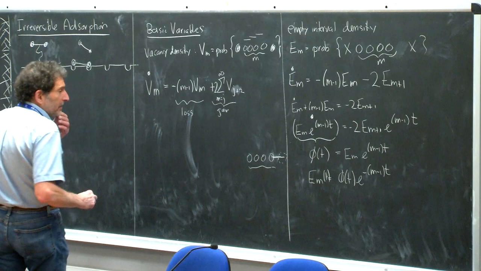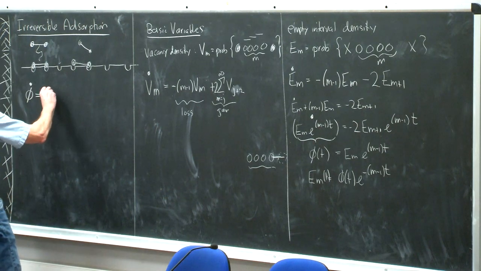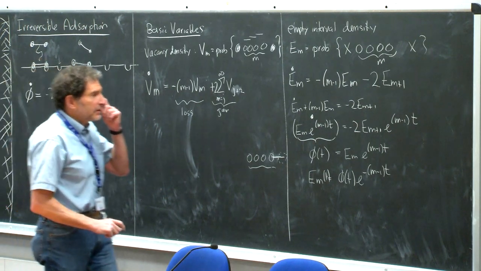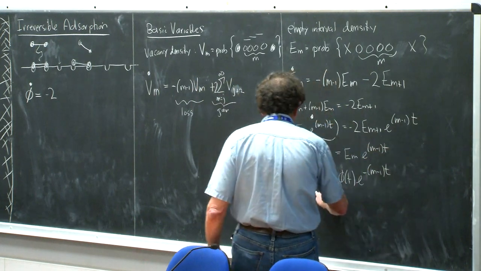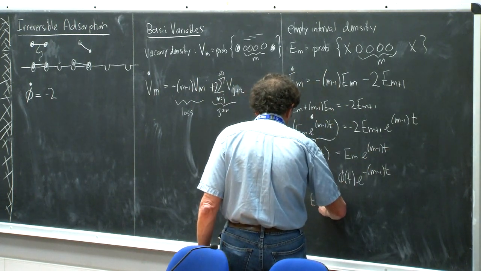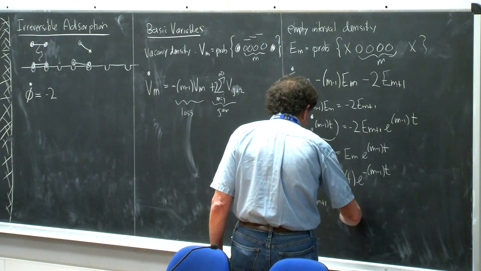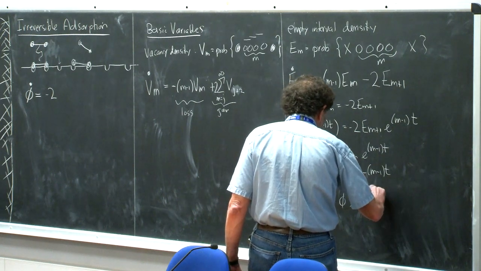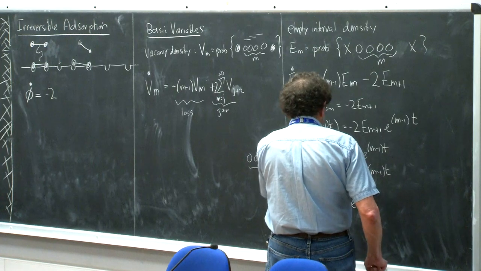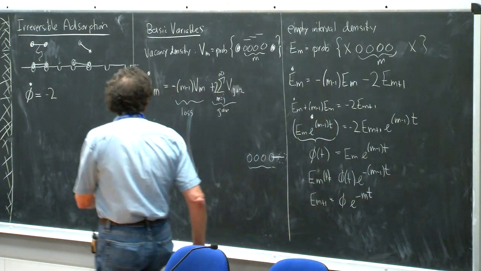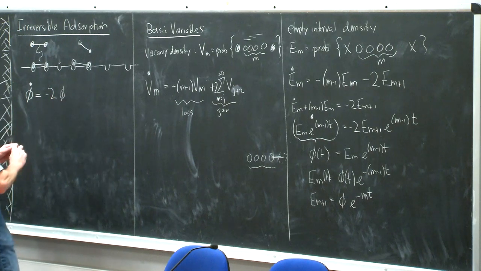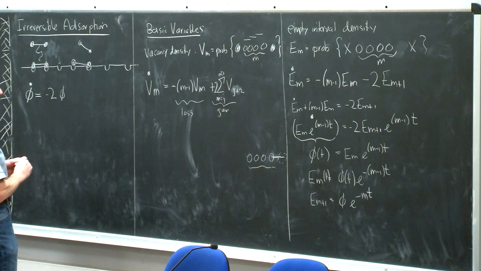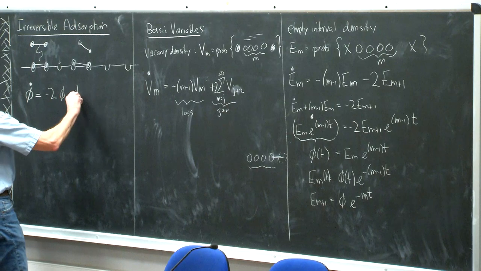Okay, so we have phi dot is equal to minus 2, and now let's rewrite this in terms of phi. This involves E_{m+1}, but E_{m+1} is equal to phi e to the minus mt. I just change m to m plus 1 here. And so on the right-hand side, I have 2 phi e to the minus mt. I just have e to the minus t.